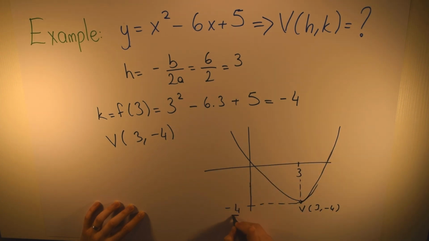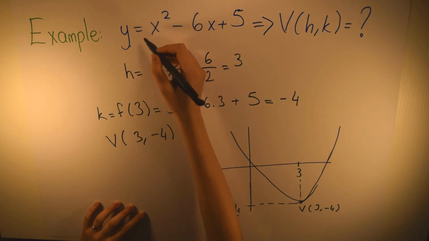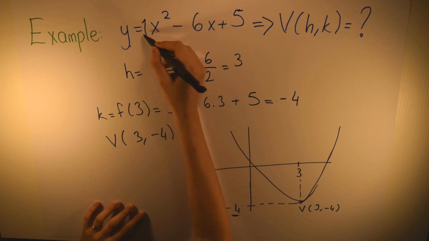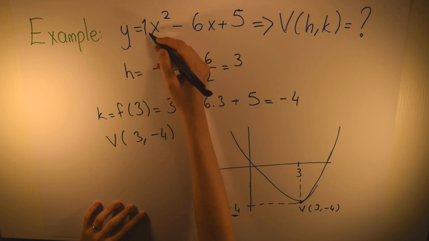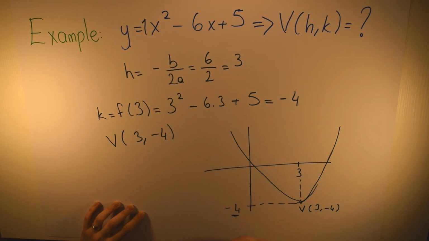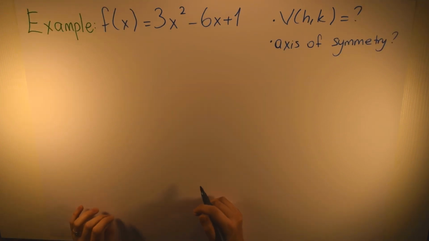So here, as you can see, our value of a is positive, right? So this means that our vertex point has the lowest value of k. So here this minus 4 is the lowest value of k. It cannot be lower than that. So this is the solution for our example. Let's continue with another example.